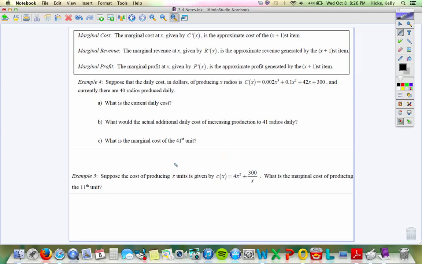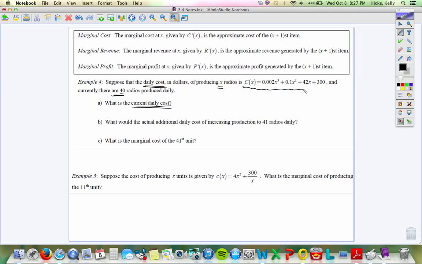So let's do a problem. I think it's going to make a little more sense, hopefully, if we do a problem. Suppose that the daily cost in dollars of producing x radios is C of x equals all this, and there are currently 40 radios produced daily. So this is the daily cost of making this many radios. What is the current daily cost?